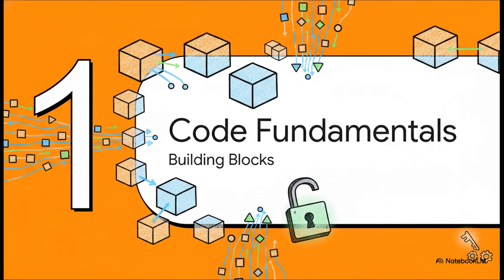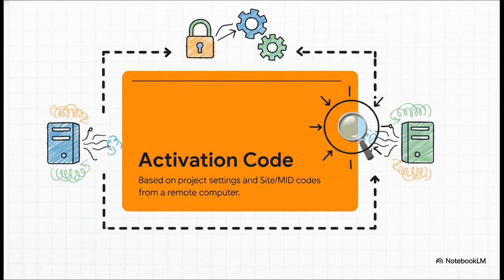Okay, let's kick things off with activation code fundamentals. We're going to start with the absolute basics of what an activation code really is. So, what's the big idea here? Well, every single code is uniquely tied to two things. First, your software's specific protection settings from your project file, and second, the user's unique hardware signature, that's the site and MID codes, from their machine. This creates a really secure, one-to-one link between the license and that specific computer.